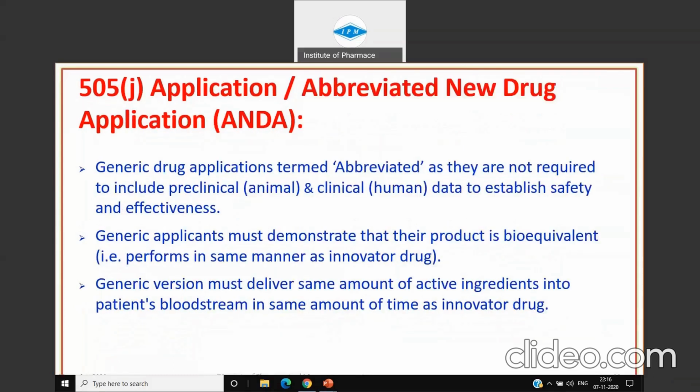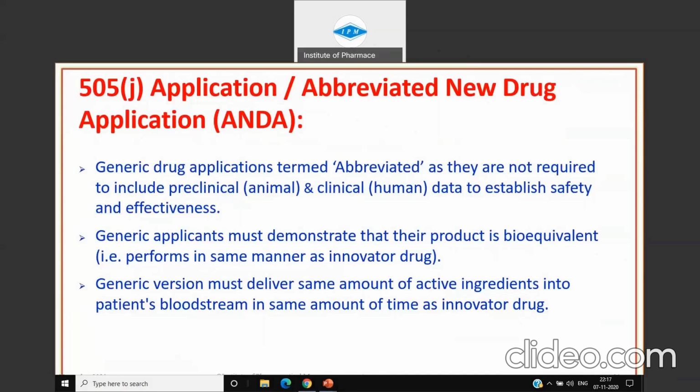Now, generic drug applications are termed abbreviated as they are not required to include preclinical and clinical data to establish safety and effectiveness. We have seen that because it is already established by the innovator drug applicant. Generic applicants must demonstrate that their product is bioequivalent, that is, performs in the same manner as the innovator drug in the human body. The generic version must deliver the same amount of active ingredient into the patient's bloodstream in the same amount of time as the innovator drug.